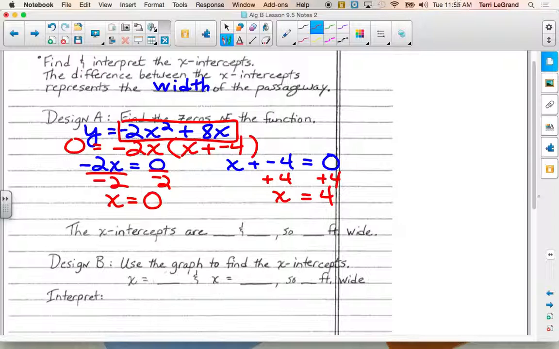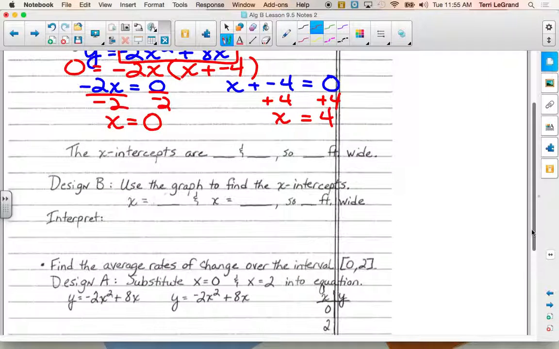So we just found the two places it's gonna come down to the ground, right? If we had a number line down on the ground, we would say, oh, the x-intercepts are at 0 and 4, so how wide is this archway? 4 feet. 4 feet wide.